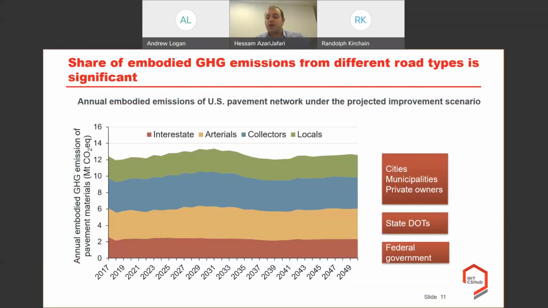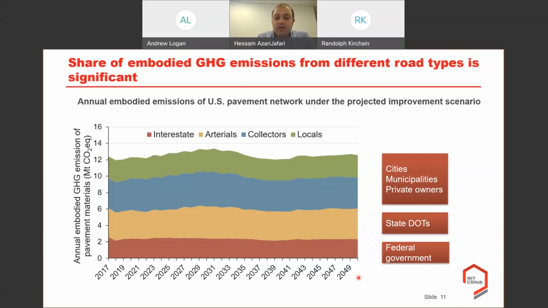So here are the projected results of those solutions that have been legislated or have been predicted in the future for different road types that you can see on this screen. On the y-axis, you can see the annual embodied GHG emissions of the pavement materials. Different colors show different road types starting from interstates, arterials, collectors, and locals. And on the x-axis, you can see the year starting from 2017, finishing by 2050.